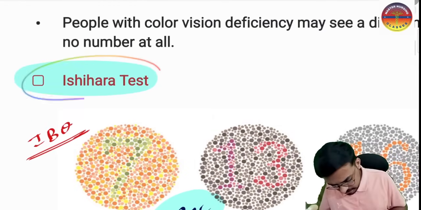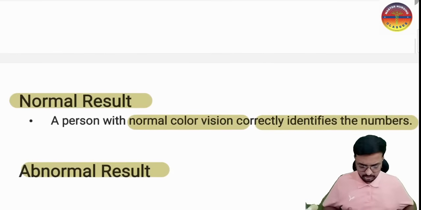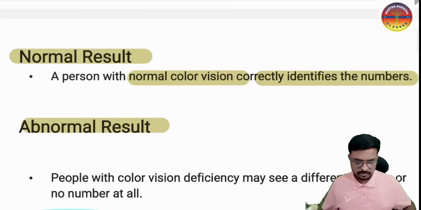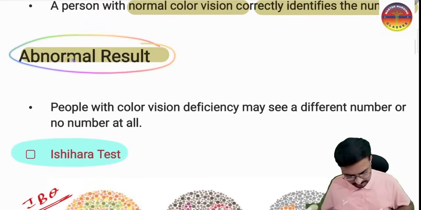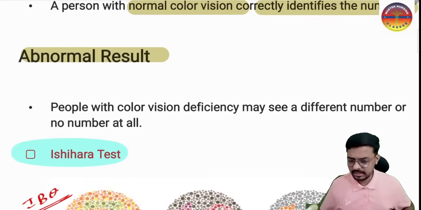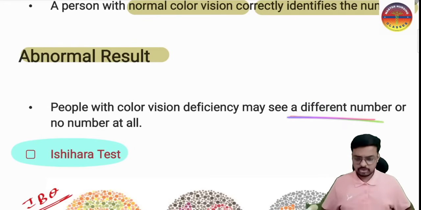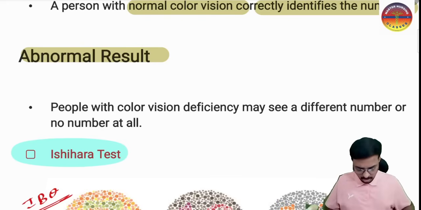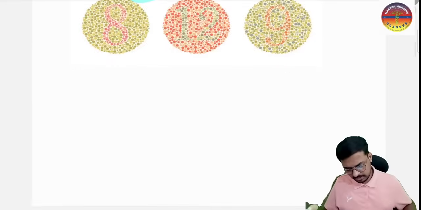This is the Ishihara test what we have. Okay, so I hope it is very much clear, right? So the normal result is normal color vision, which means the patient is correctly identifying the number, and the abnormal result means the patient is unable to identify the number. Okay, so he is telling us a different number. People with color deficiency may see a different number or may not see the number at all. Okay, so this is the abnormal Ishihara test result. So I hope it is very much clear, right?